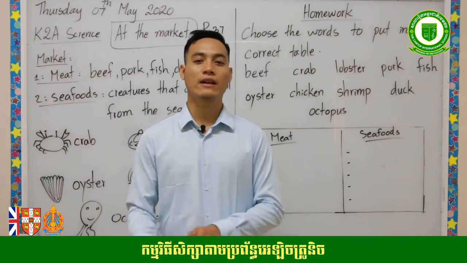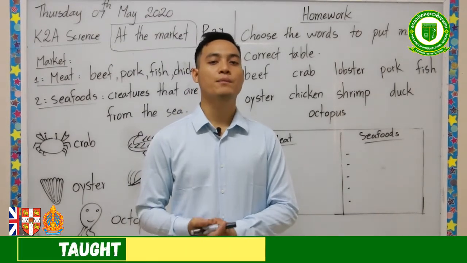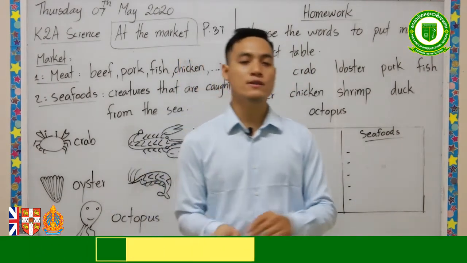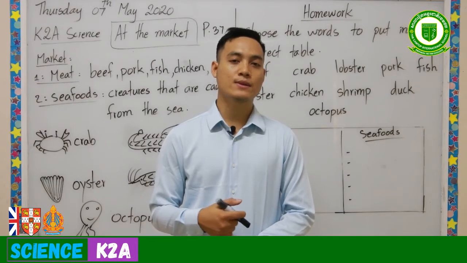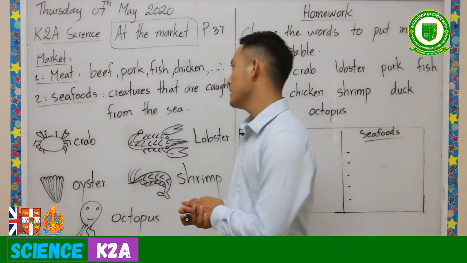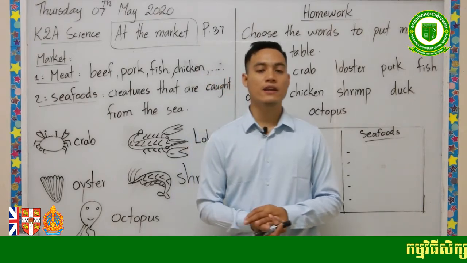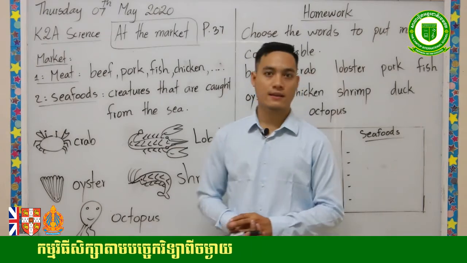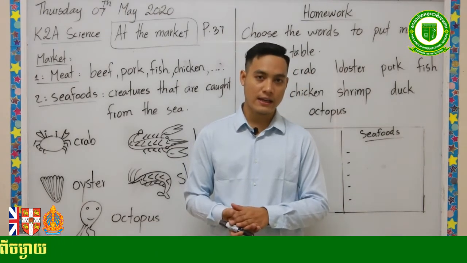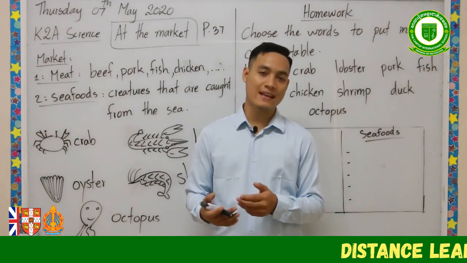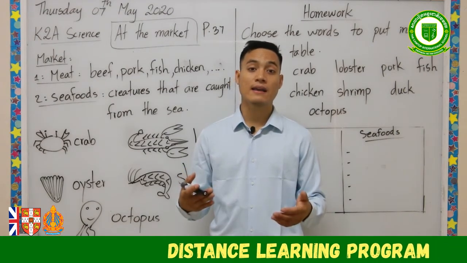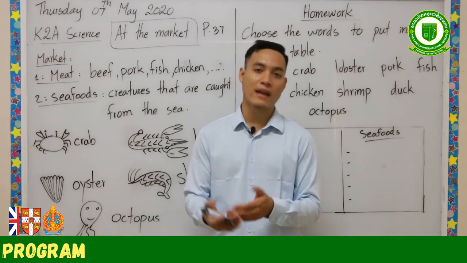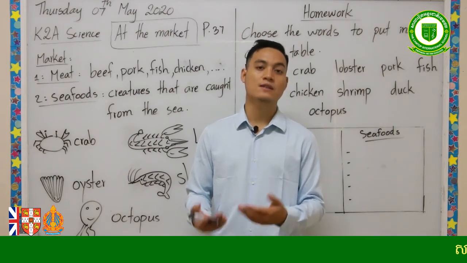Hello everybody, so welcome to our last part of K2A Science. Okay, so before moving on to another point, also homework, I want to summarize what you have learned. What you have learned today from the first and second video is about at the market. So at the market on page 37, market refers to a place where you can buy everything, or we can say a place where different types of products, goods or items are sold.